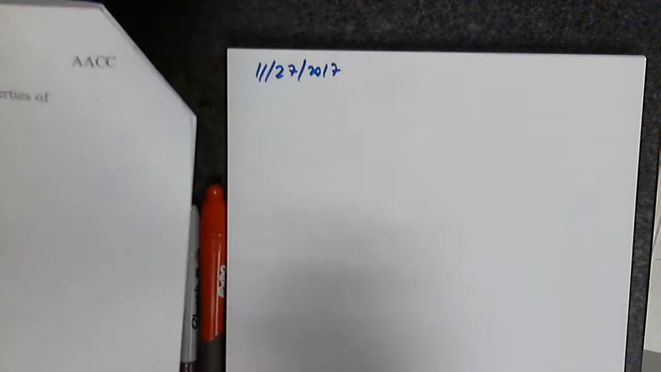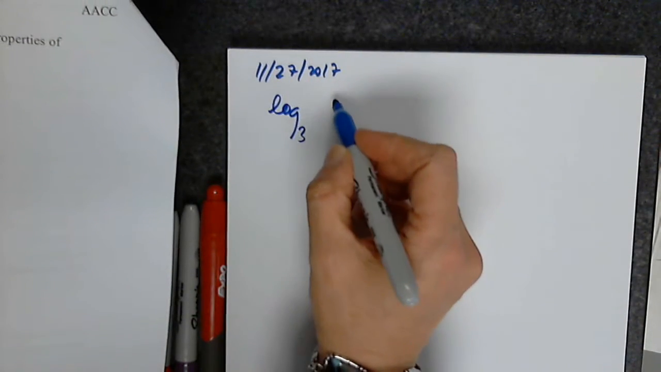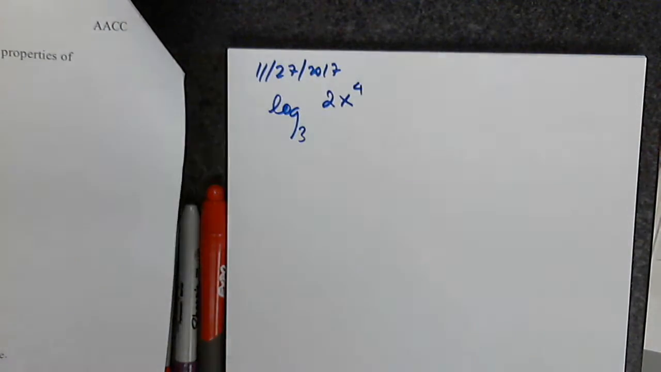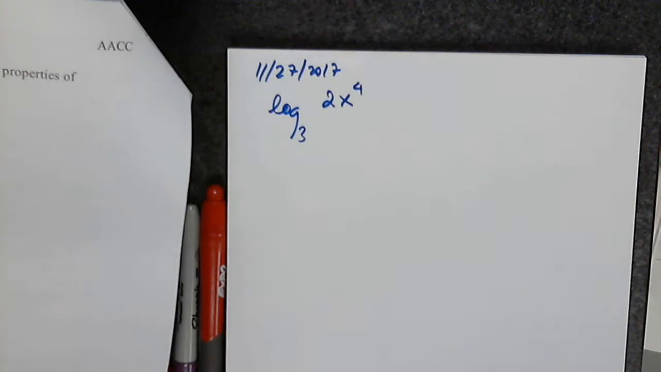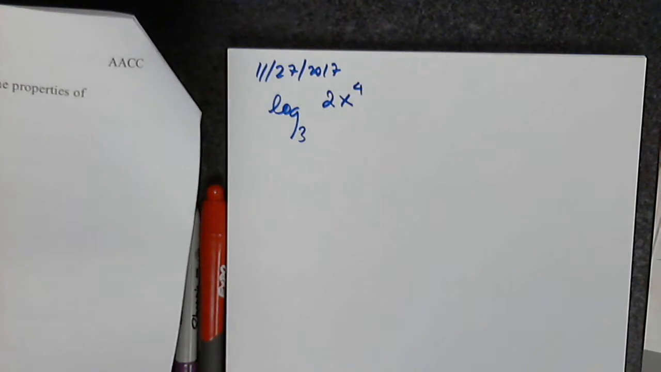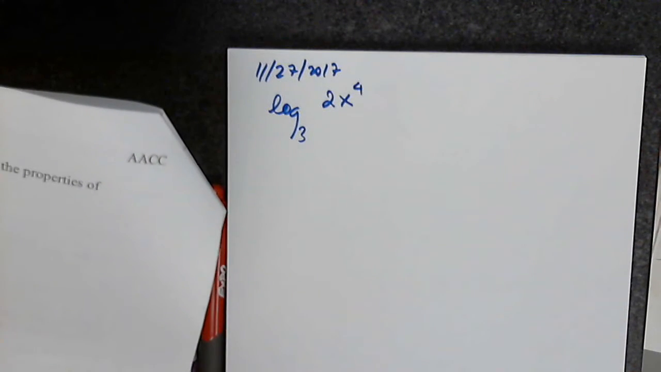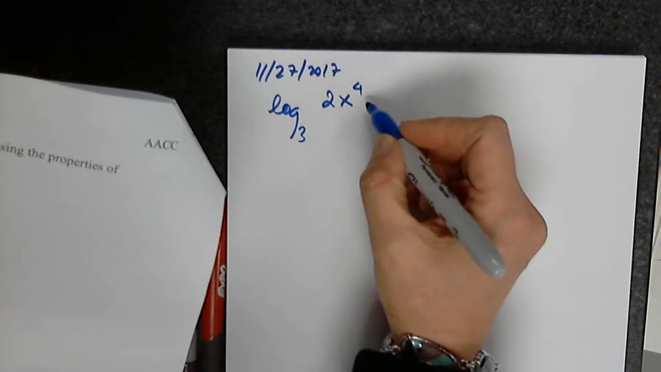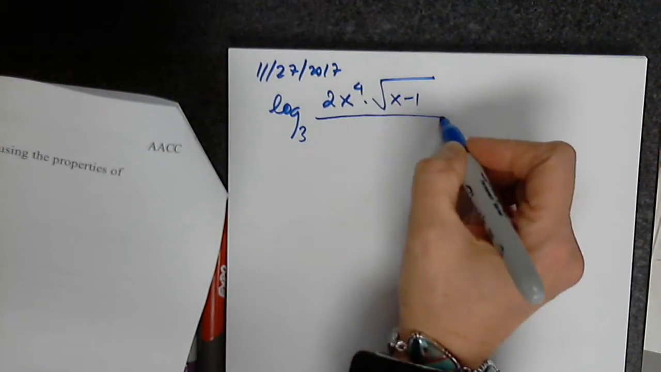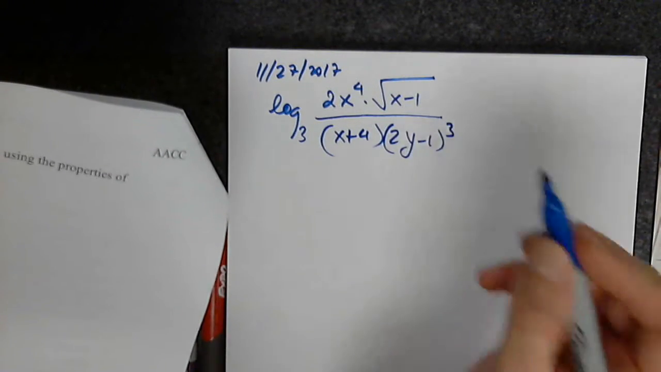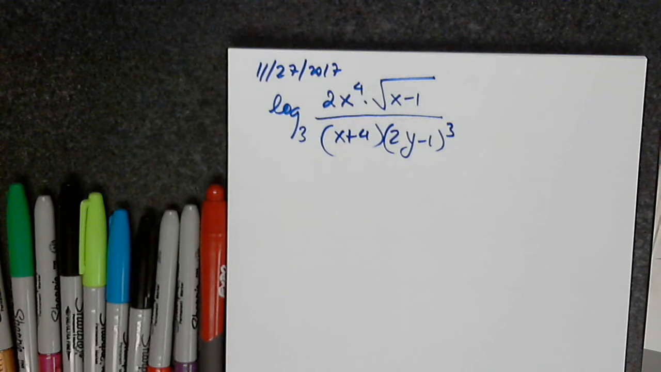I was not happy with number 2. So this is log base 3 of 2x to the 4th. This is not the 4th root, but I accepted it. I think Chris did. He thought that 4 was the 4th root. I'm okay with that. If you saw that and you used it and everything else is correct in the problem, I give full credit. Although it was x to the 4th times the square root of x minus 1 over x plus 4 times 2y minus 1 to the 3rd. But if you did it correctly with the 4th root, I'm fine. But it wasn't done correctly, though.